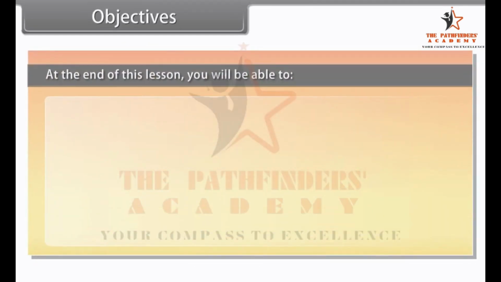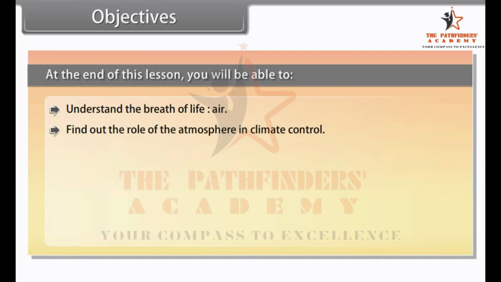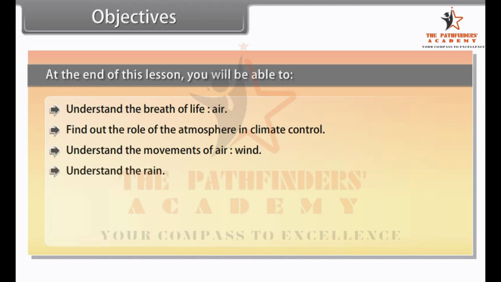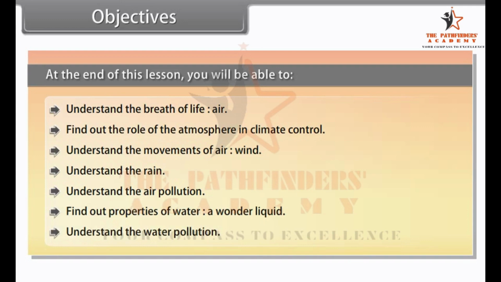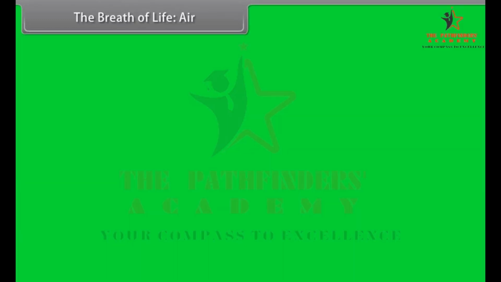Objectives. At the end of this lesson, you'll be able to understand the breath of life, air. Find out the role of the atmosphere in climate control. Understand the movements of air, wind. Understand the rain. Understand the air pollution. Find out properties of water, a wonder liquid. Understand the water pollution.